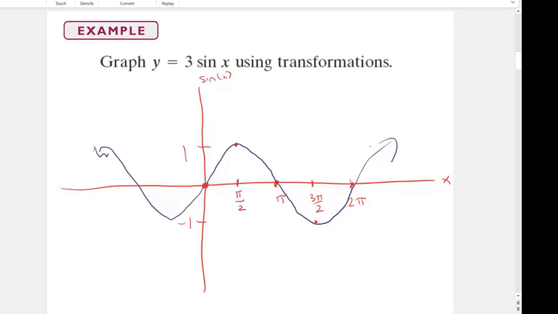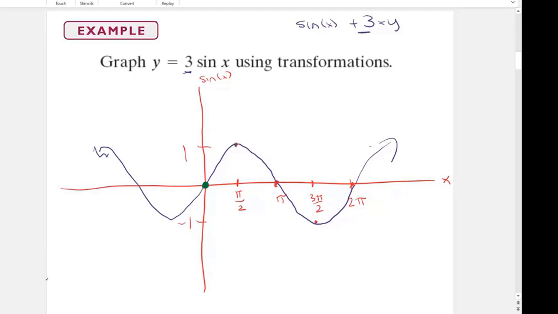Do you know what that 3 right here does? It is a vertical transformation, but what it's actually doing is multiplying every value on this graph by 3. So 0, 0 is going to stay 0, 0. But at pi over 2, the sine of pi over 2 is 1, right? There's the point right there.